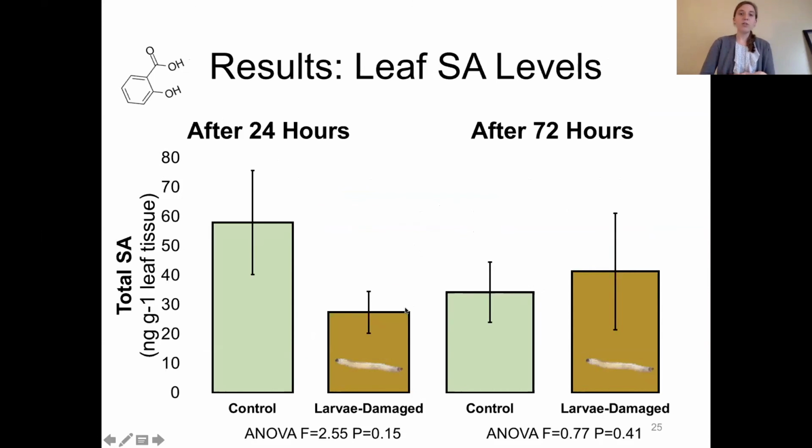And what we saw here was an interesting suppression of salicylic acid in the larvae damaged plants after 24 hours of feeding damage, but this seemed to disappear after 72 hours of feeding damage. And for folks who aren't super familiar with plant hormones, salicylic acid usually plays a role in plant defense against pathogens and piercing sucking insects. So this was another interesting finding to us. And so we're trying to do some work to follow up on this, but in terms of phytohormone levels, this is what we know as of now: jasmonic acid and SA. So yeah, great question. Thank you.